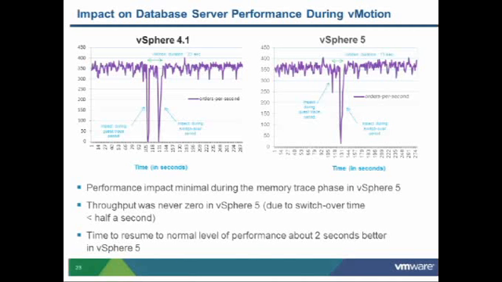Another interesting thing you'll notice here is that the throughput never dropped to zero. It's because the switchover time was less than half a second, and since we are tracking the performance at 1 second granularity, the throughput was never zero. Another important thing is that the time to resume to normal level of performance was about 2 seconds better than what we've seen on 4.1. So once again, the improvements were across the board. We reduced the duration, we reduced the impact on the application performance, and the time to resume to normal level of performance was also much improved.